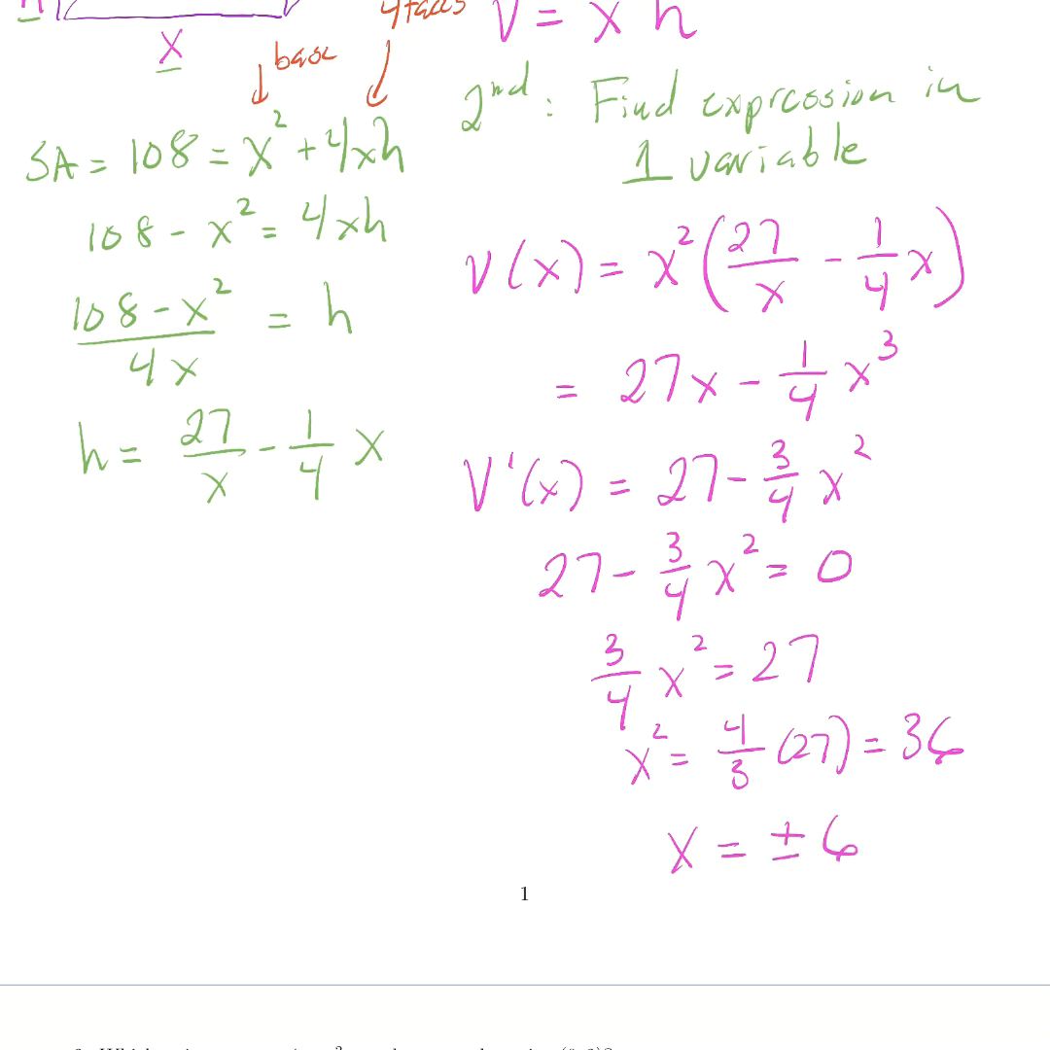Okay, so that gives us technically two choices then for x. This is the dimensions of a box, so it's not going to be negative. So we will choose x to be 6. Now the question is, how do we know if that's a maximum? Well, here's one way to decide if it's a maximum.